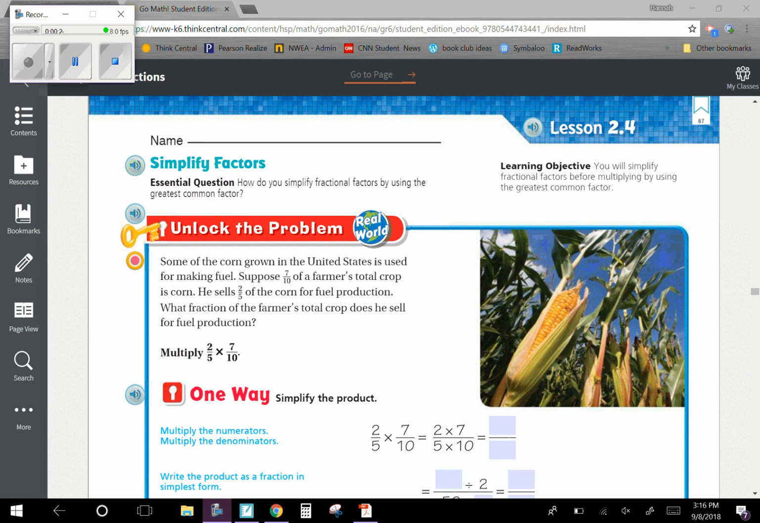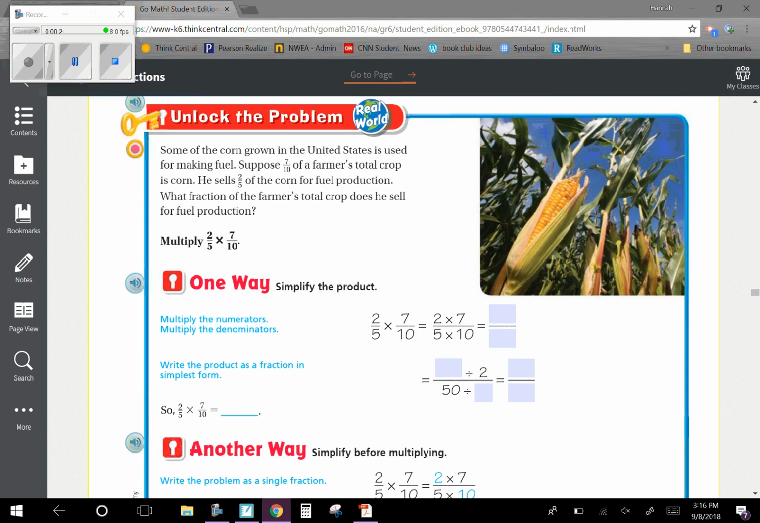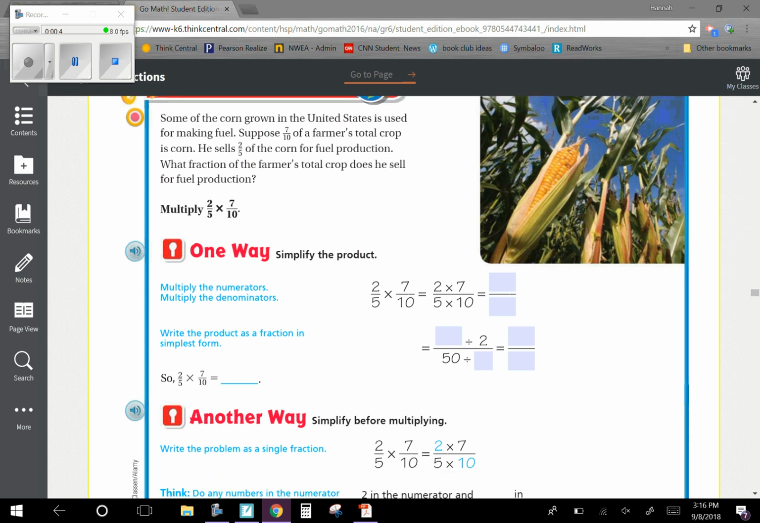Unlock the problem. Some of the corn grown in the United States is used for making fuel. Suppose 7/10 of a farmer's total crop is corn. He sells 2/5 of the corn for fuel production. What fraction of the farmer's total crop does he sell for fuel production?